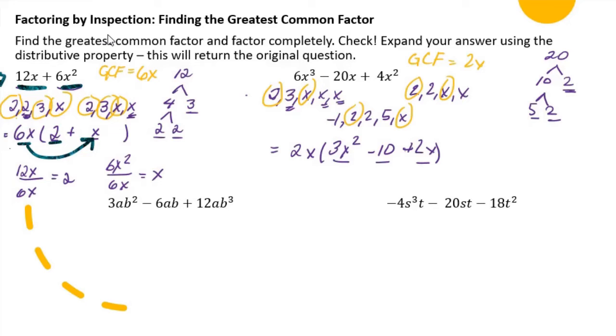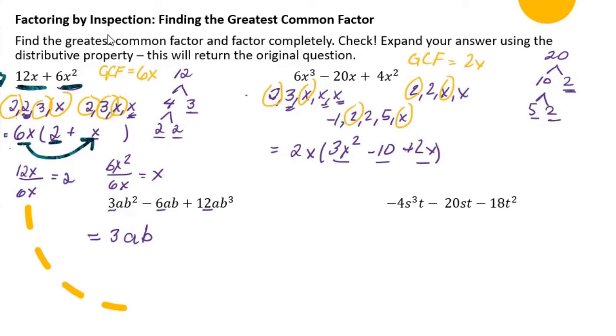Let's try one more. Can you see this one without writing out the prime factors? First, I'm going to look at the numbers, 3, 6, and 12. What's the largest factor that goes into each? The largest factor of each? Well, 3. I can't pull out a larger number from the 3ab squared, so that's going to have to do. Now I'll look at the a's. Look at one of the variables. Each one does have an a, so it has a greatest common factor that has to include an a, and each one has a b.